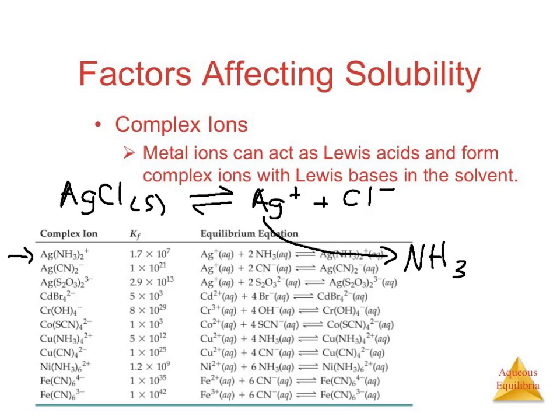1.7 times 10 to the 7th. Okay, so you dump in a bunch of NH3 and this is going to happen. Once again, you're pulling a product out of the equilibrium, so that's going to shift the equilibrium towards the product side and make this more soluble. Where AgCl would not be all that soluble in just water, if you dump a bunch of NH3, concentrated ammonia, into that solution, then the AgCl is going to pretty much completely dissolve because all the silver will complex with the NH3. Okay?